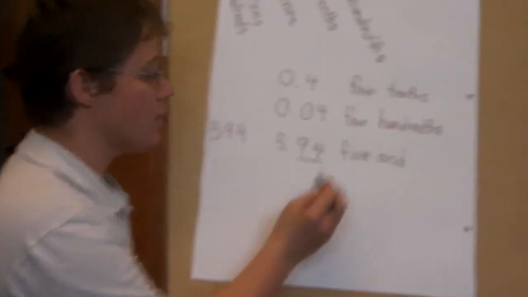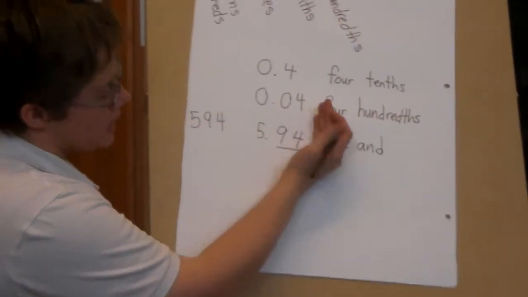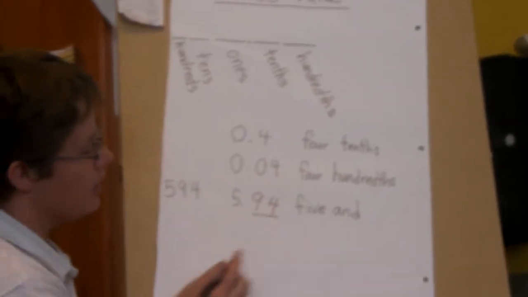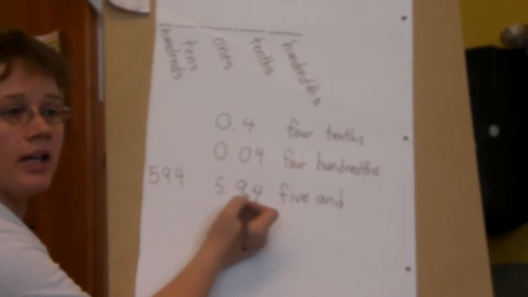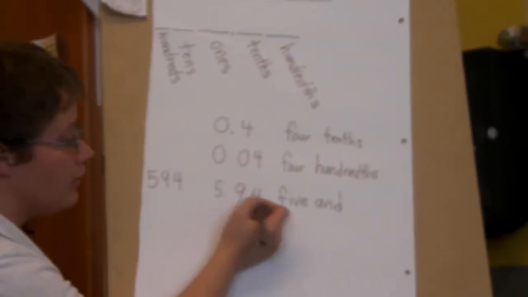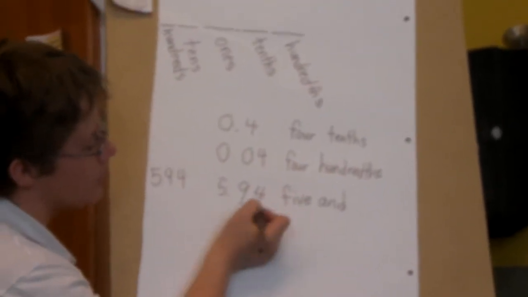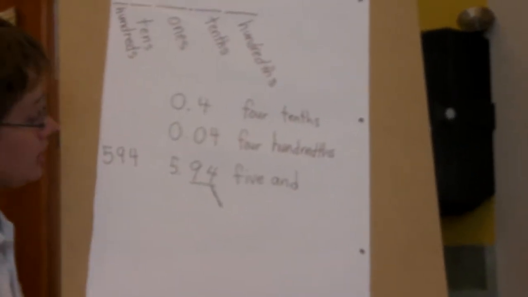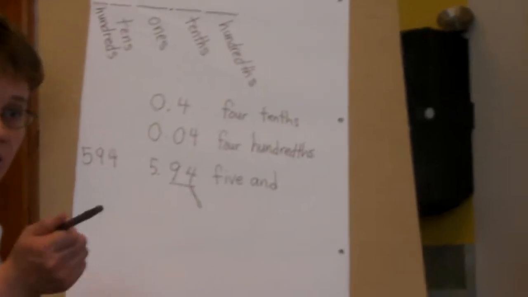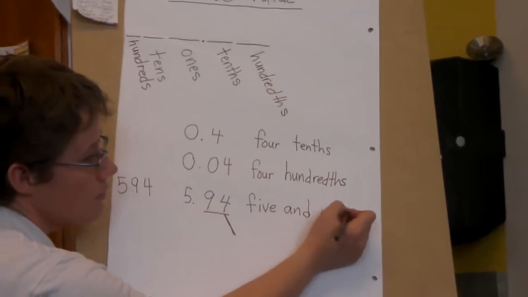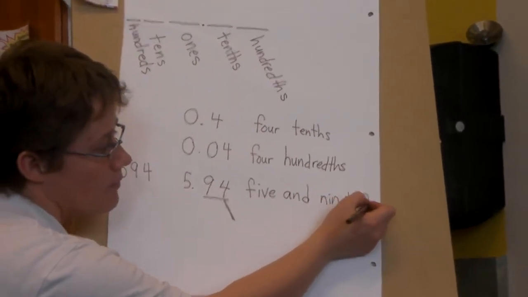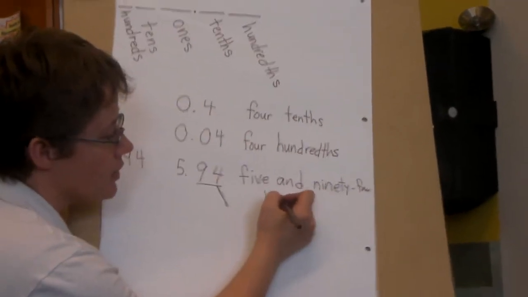And we say the last one in line. So the last one that's to the right here. Okay? So first I ask you, what is this number right here? 94. And what is this place value? Because this is the last place value there is. Hundredths. So it's going to be 5 and 94 hundredths.